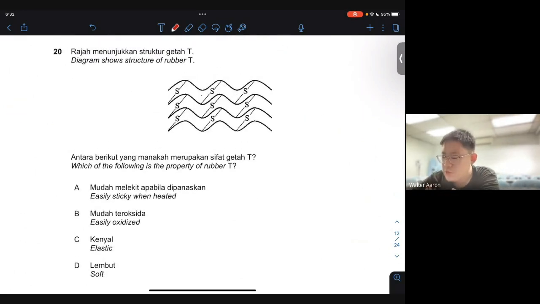Number 20, the diagram shows the structure of rubber T. Which of the following is the property of rubber T? So I would say over here the answer is supposed to be C, elastic, because this is supposed to be a vulcanized rubber. All right, a vulcanized rubber is the one that contains the cross linkages already.